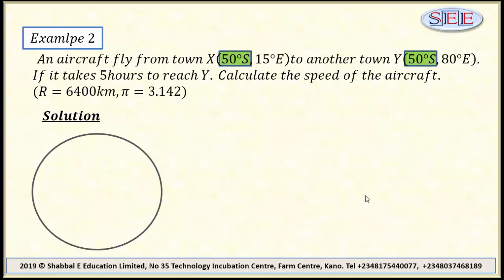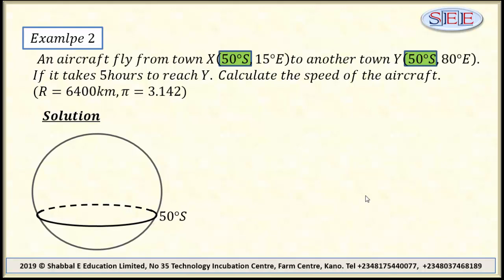They have latitude 50 degrees south common to them. Look at it. Both of them are on latitude 50 degrees south. So I will draw latitude 50 degrees south next. Look at it. This is latitude 50 degrees south. The 2 points X and Y are both on this latitude.